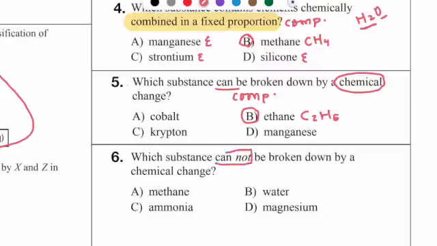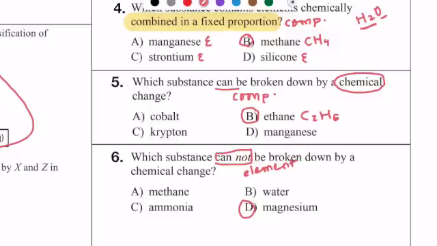Then we have: which substance cannot be broken down by a chemical change? Remember that when you see this question, it is not asking which thing can be broken down by a physical change. That is not what the question is referring to. Physical change is absolutely not mentioned in this question. We are talking about something that cannot be broken down at all, so we need an element as our answer. Once again, use Table S to figure out which thing is an element. That will be magnesium in this case.